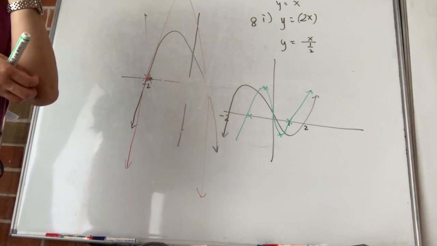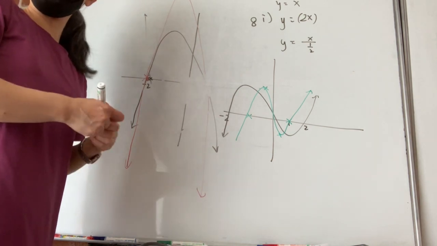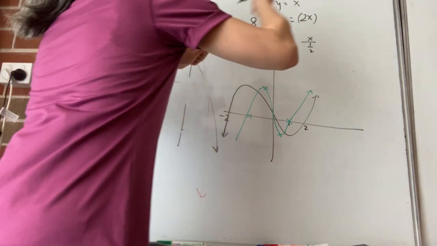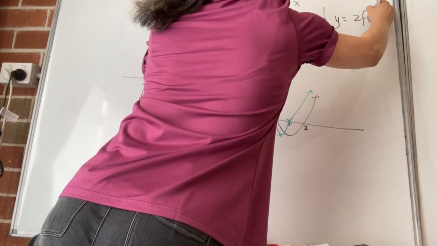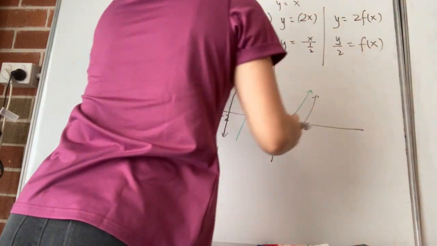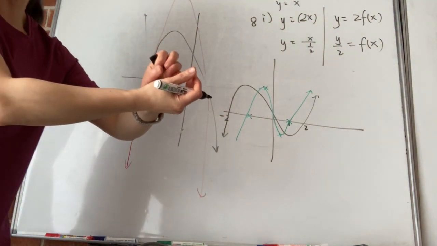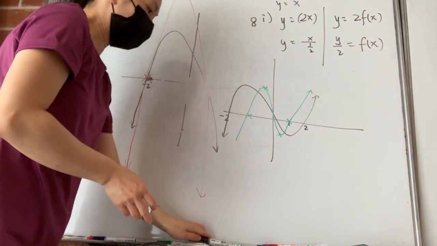Where should the 2 go? The 2 should go under the y, good. So because you have y equal to 2f of x, that means you have y on 2 equal to f of x. So that means you are going to have a factor of 2, right? So pull it out. So pull.